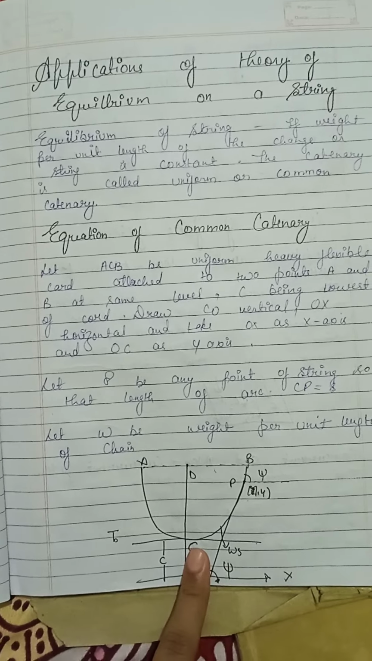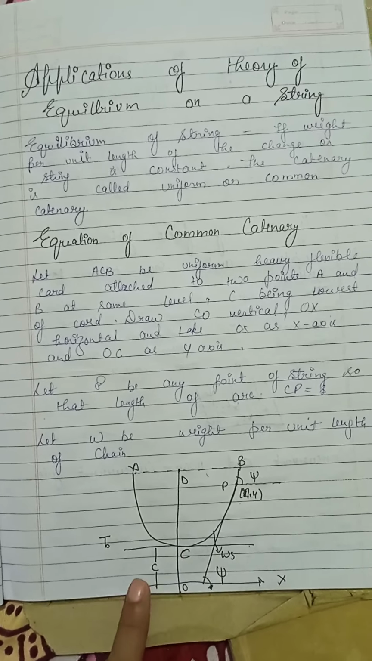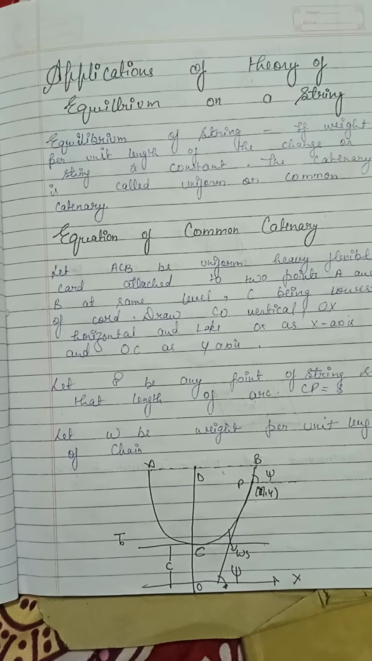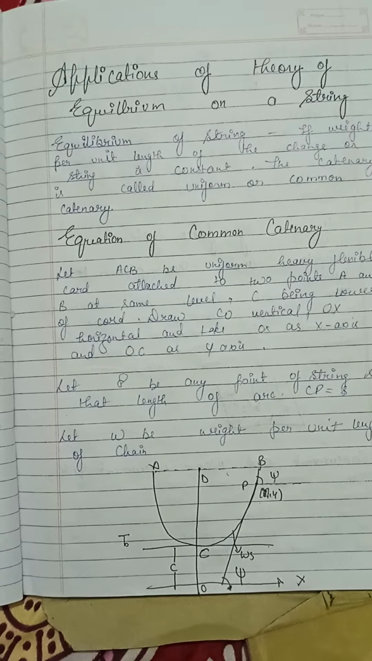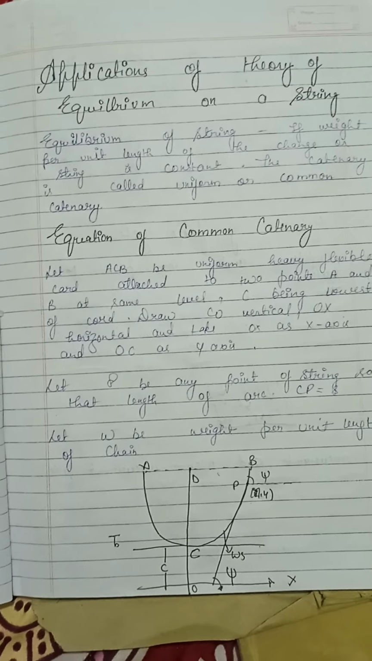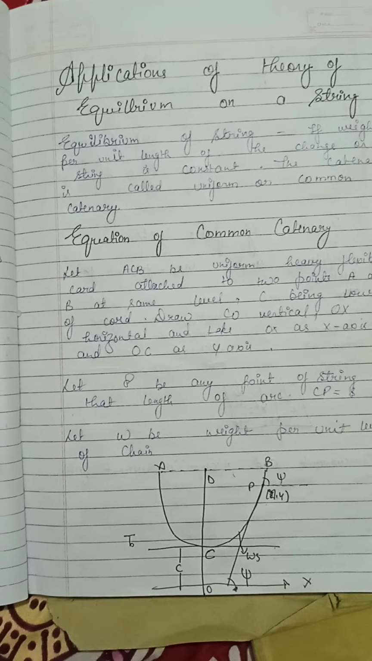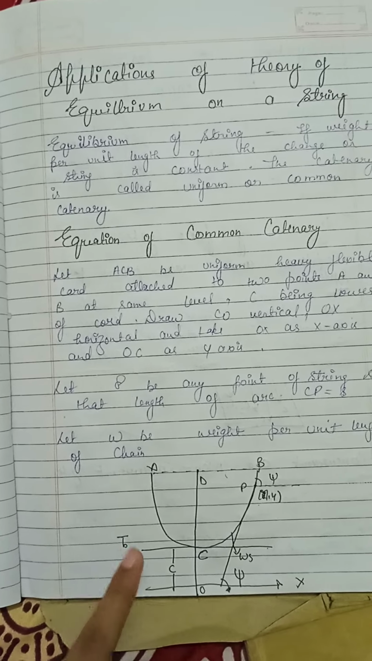The lowest point is C. P is any point on the string such that the length of the arc CP is equal to S. Now let T be the tension at point P and psi its inclination to the horizontal. At the lowest point C, the tension is horizontal and let it be T naught.